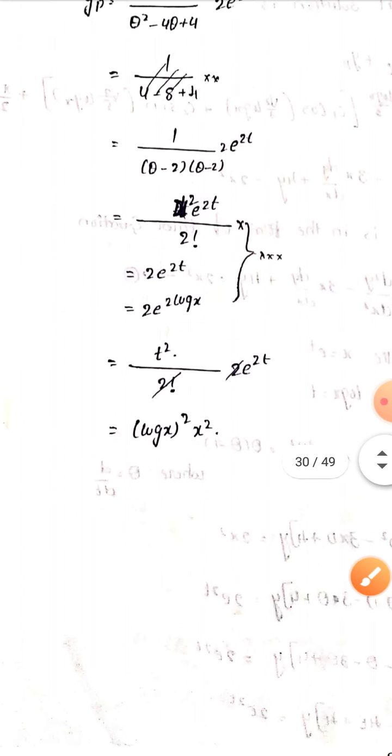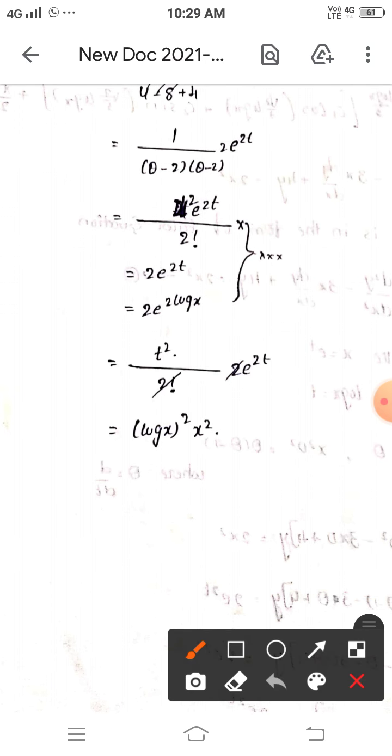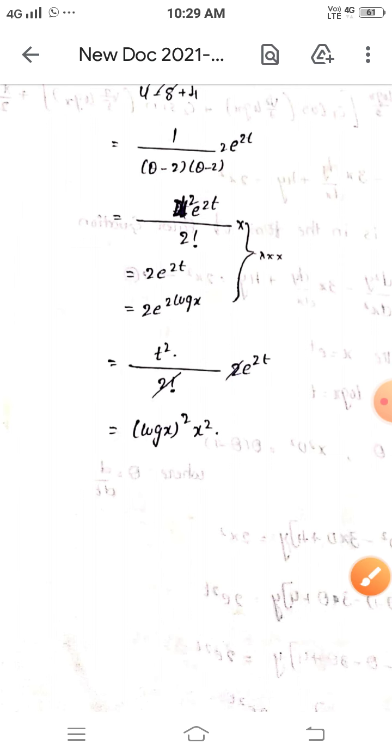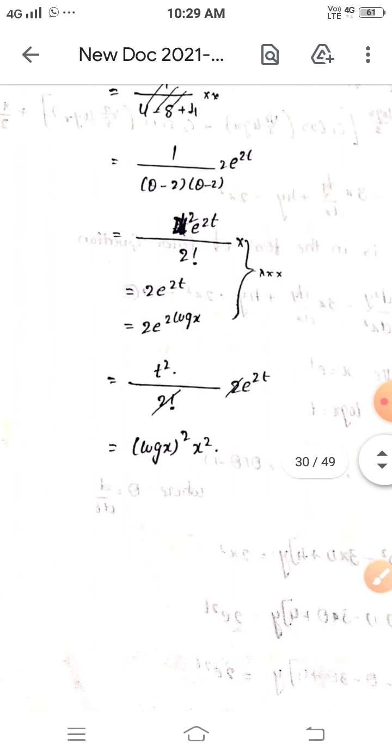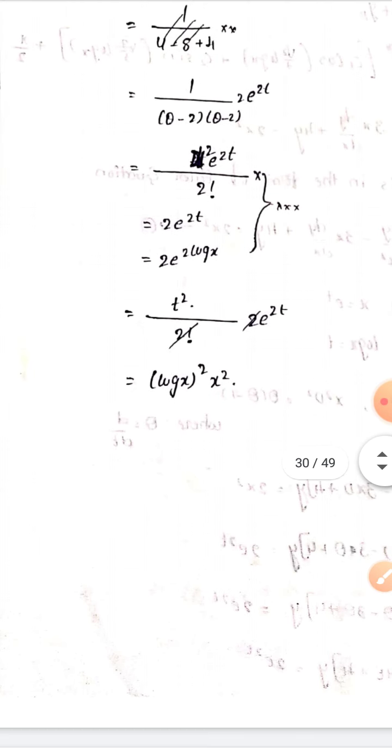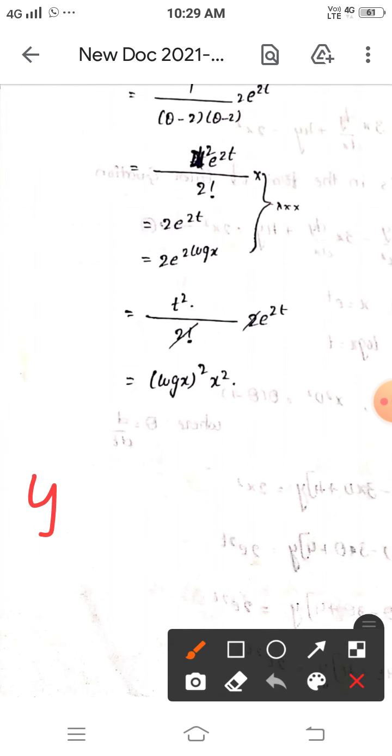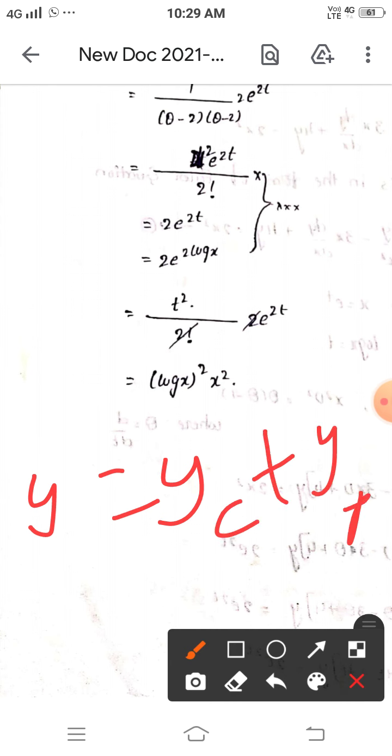Finally, t is replaced by log x, so log x whole square, the 2 will cancel, and we have e power 2t. e power 2t is nothing but x square. So finally the particular integral here we are getting as log x whole square into x square. Finally we have to write the general solution: y is equal to yc plus yp. So this is the general solution of the given equation.